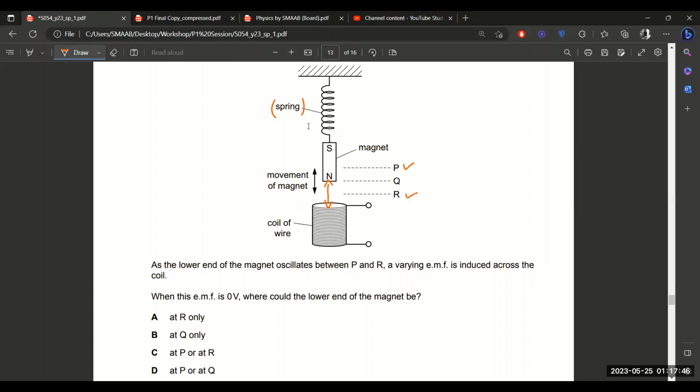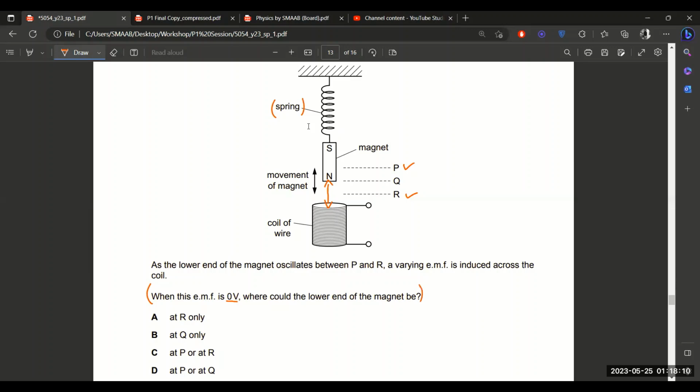A varying EMF is induced across the coil. You know the concept: when a magnet moves through the coil, due to change in magnetic flux, due to change in magnetic lines through the coil, an EMF will be induced. The question is when this EMF is 0 volt. The most important thing is they are talking about 0 volt. Where could the lower end of the magnet be?